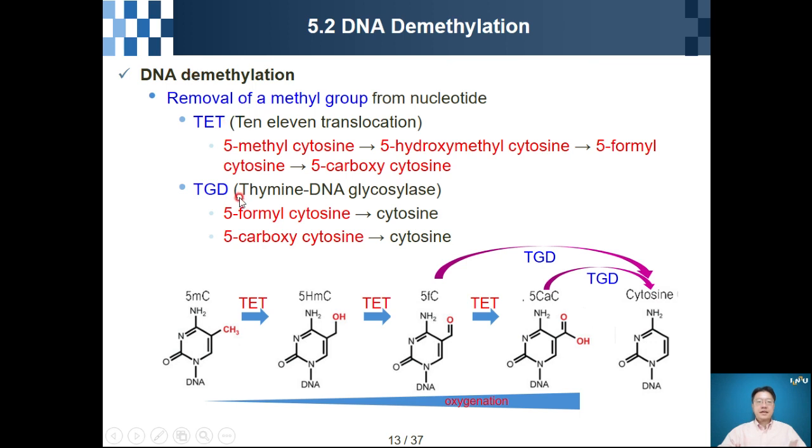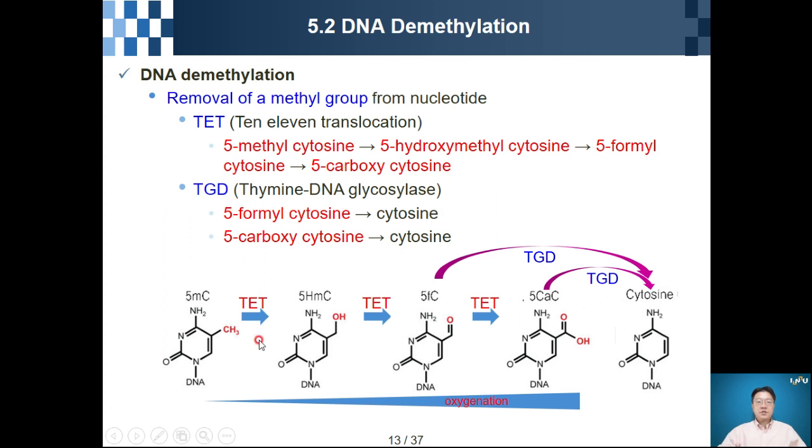Two enzymes are involved in DNA demethylation. The first one is TET, ten-eleven translocation. The other enzyme is TDG, thymine DNA glycosylase. Okay, let's see some detailed function of each enzyme.